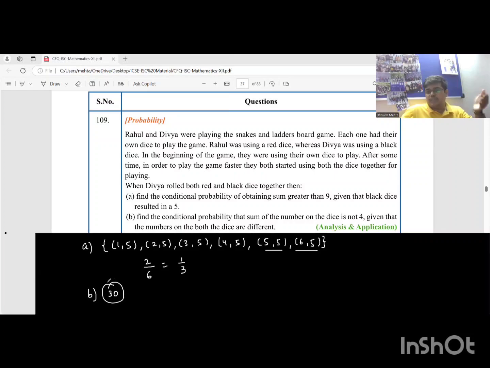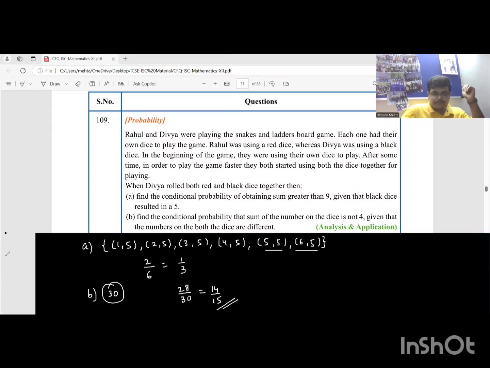It's easy to calculate those outcomes where sum is 4. So that is going to be 1, 3 and 3, 1. Many students will make a mistake of considering 2, 2. Will not do that because the 30 outcomes do not have 2, 2. So there are 2 outcomes, 1, 3 and 3, 1 where sum is 4. So there are 28 other outcomes where it is not 4. So it's 28 by 30, which is 14 by 15. With that, we complete this question.